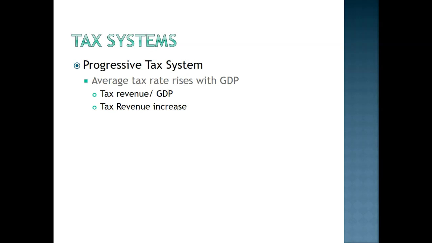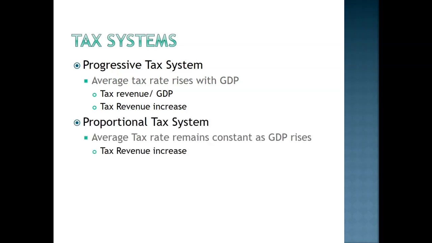So like I said, we have a progressive tax system, and the idea is that as the tax revenue increases, or as the GDP is doing better, as households increase their incomes, they are taxed at a higher level. The proportional tax system, also referred to as a flat tax, is that the average tax remains constant as GDP rises. The tax revenue increases overall. And the idea is that you pay a flat 10% tax. No matter what your income is, you always pay that 10%. Hence, it's proportional to your income.